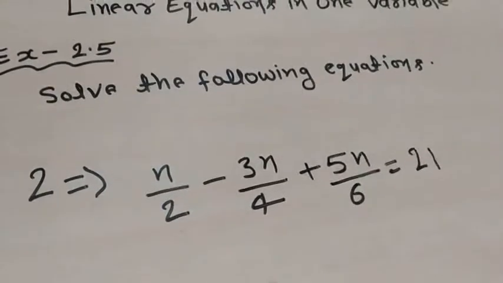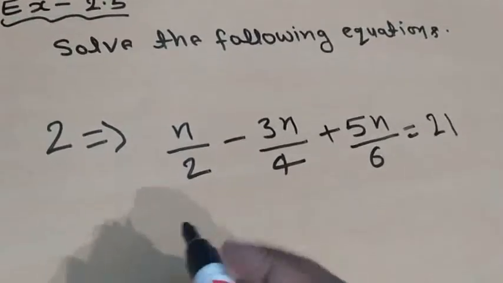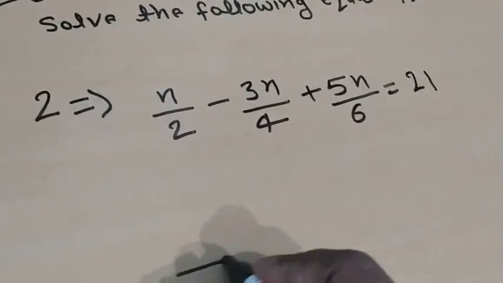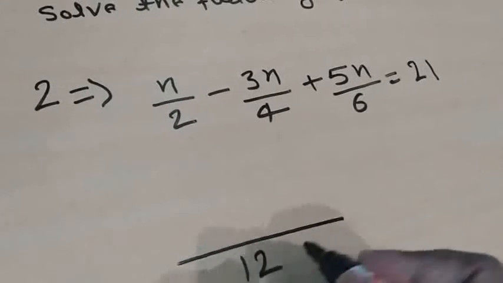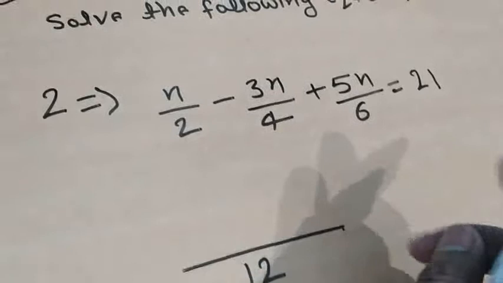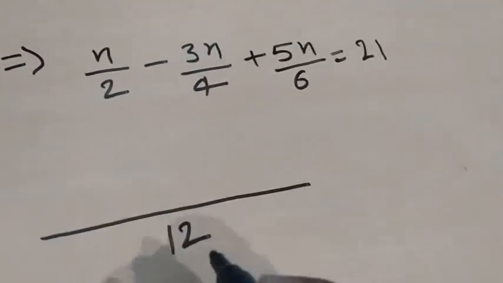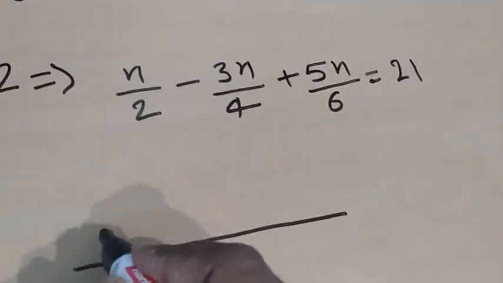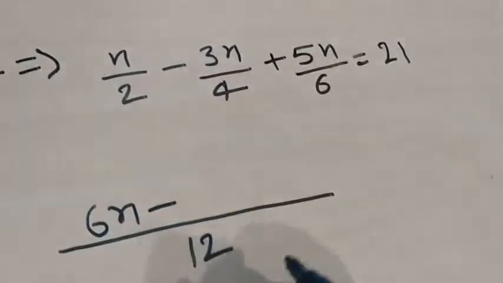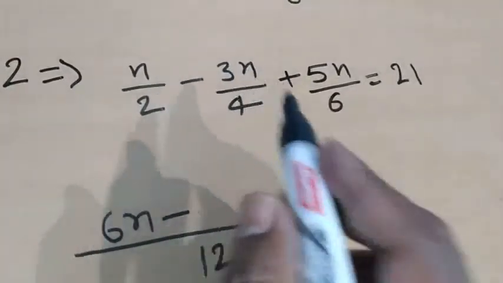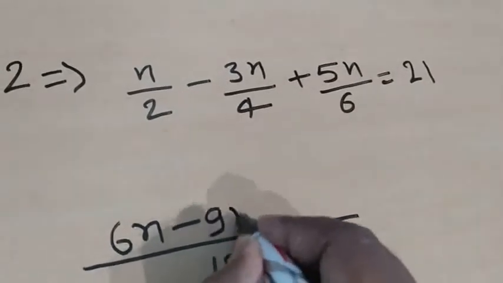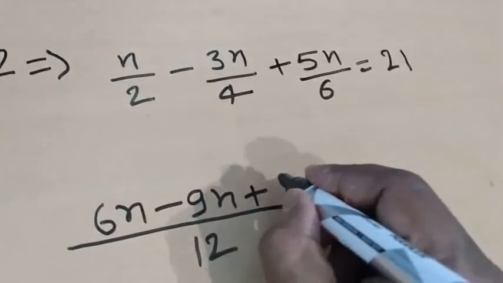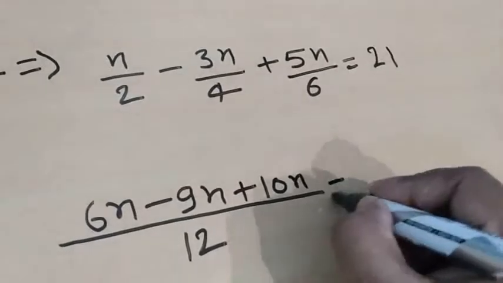Now the LCM of 2, 4 and 6 is 12. So we take the LCM directly, this is 12. 2 divides 12 how many times? 6 times. So 2 sixes are 12, so you write here 6n. Minus, 4 divides 12 how many times? 3 times, so 3 threes are 9, it becomes 9n. Plus, 6 divides 12 2 times, so 5 twos are 10. Clear? Is equal to 21.